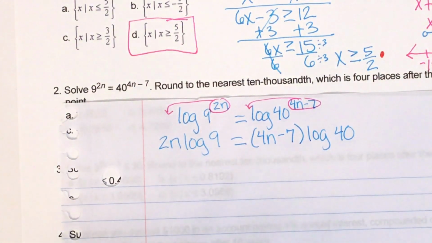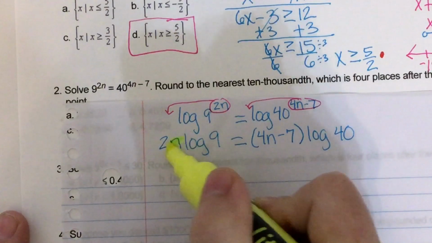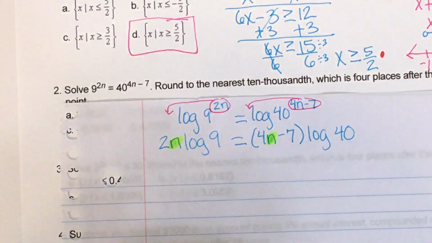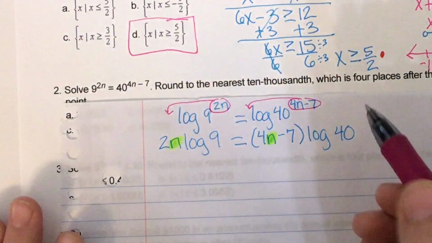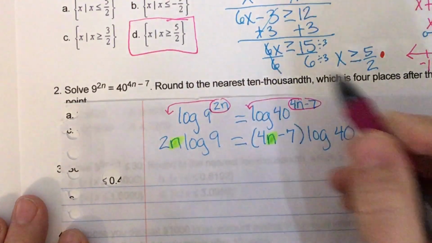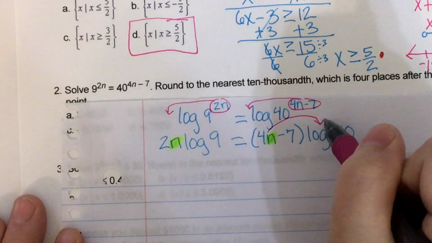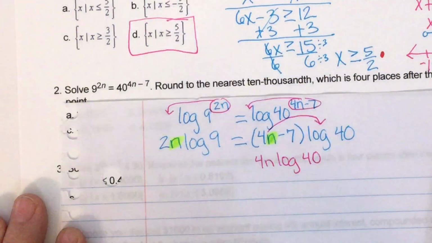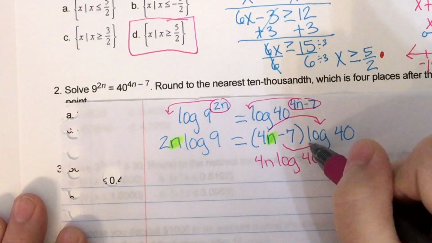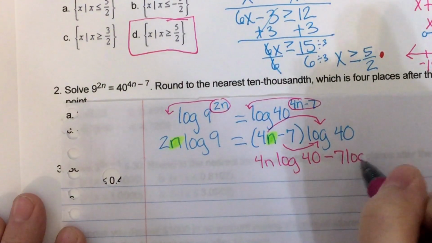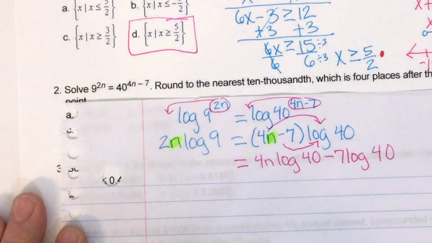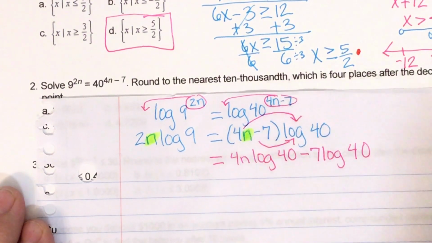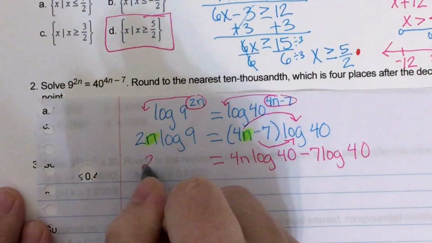Okay, what makes this problem complicated is the fact that we have an n on the left and an n on the right. So because we have variables on both sides, this problem requires a decent amount of work. So we need to distribute on the right-hand side to start our process. So we take 4n times the log of 40, and then we take the negative 7 times the log of 40. So the right-hand side, we're distributing 4n times log of 40 and negative 7 times log of 40. And then the left-hand side just drops down.